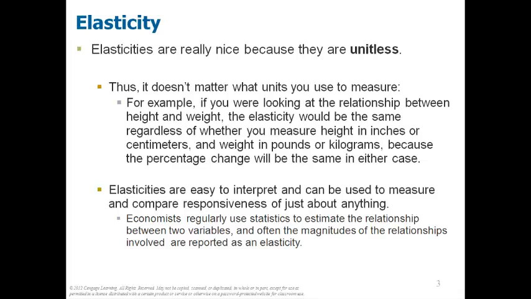So economists regularly use statistics to estimate the relationship between two variables, economic or social or otherwise. And often the magnitudes of the relationships involved are reported as an elasticity. So when an economist wants to go out and find out more about the world, let's say they want to look at how taxes will influence spending or GDP in the economy, then they'll go out and try to statistically estimate it, and they might report that relationship in the form of an elasticity. So if taxes go up by 1%, by what percentage will GDP fall? Or you can take any two variables.